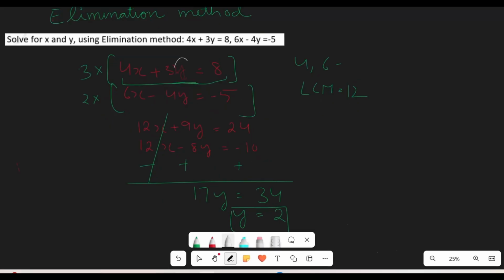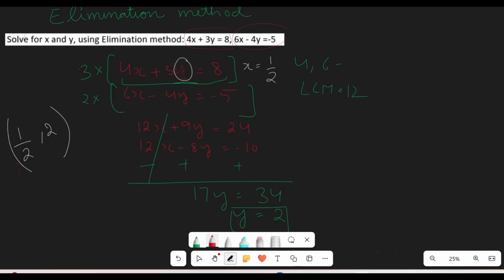So when I substituted y as 2 over here, we will get x equal to 1 by 2. Now 1 by 2 is the solution set for both of the equations. So this 1 by 2 will satisfy both of the equations and is a common solution.